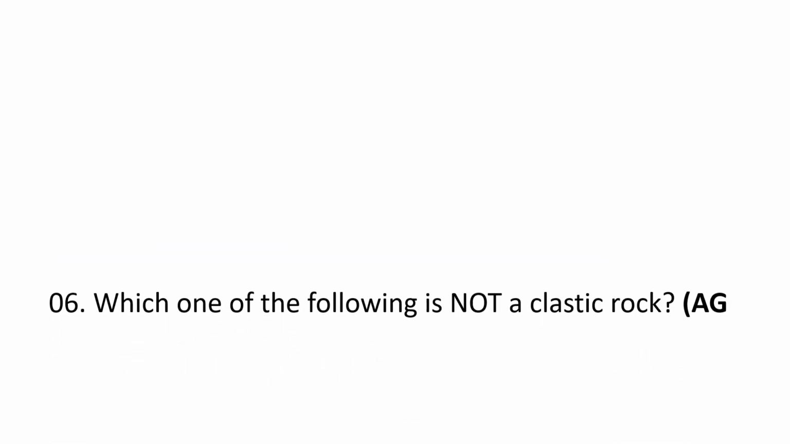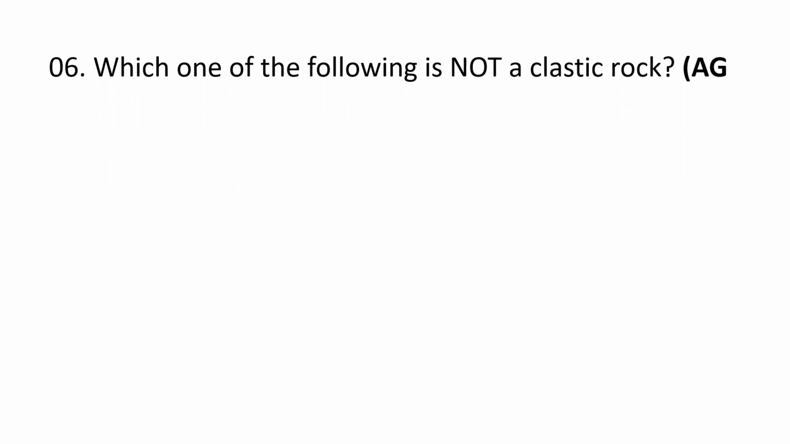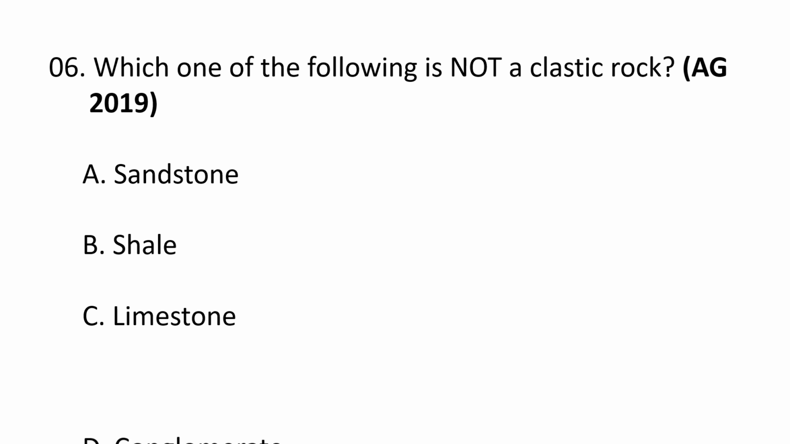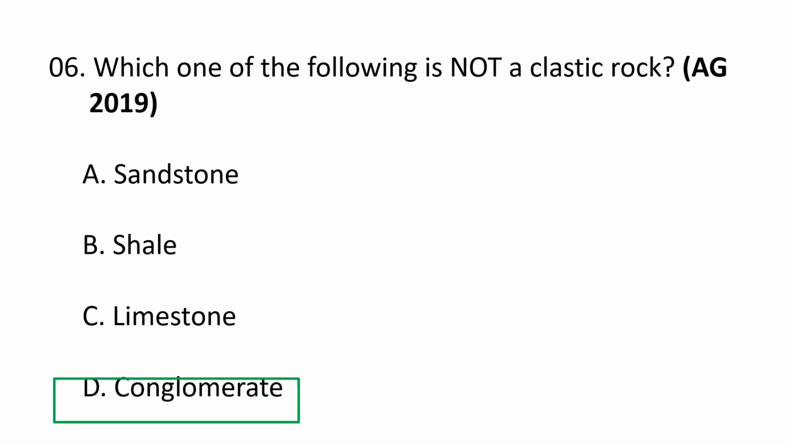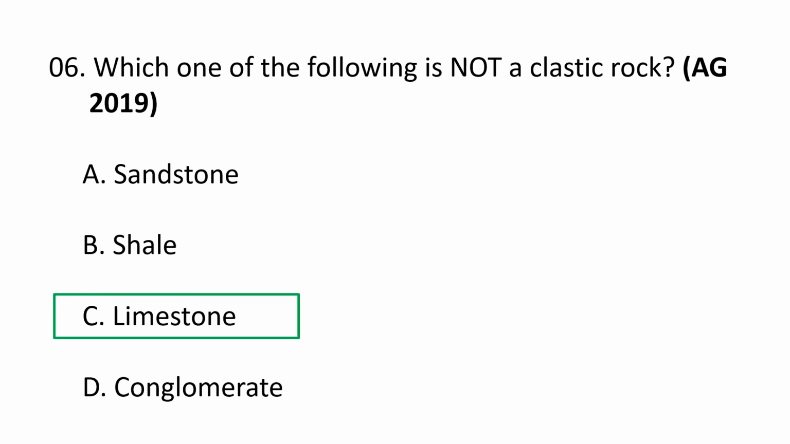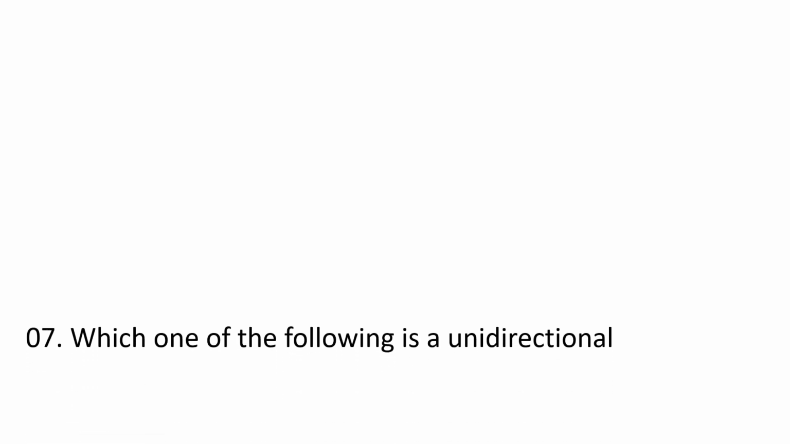Coming to the sixth question. Which one of the following is not a clastic rock? Choices are A. Sandstone, B. Shale, C. Limestone, D. Conglomerate. The correct answer is C. Limestone. Limestone is not a clastic rock.